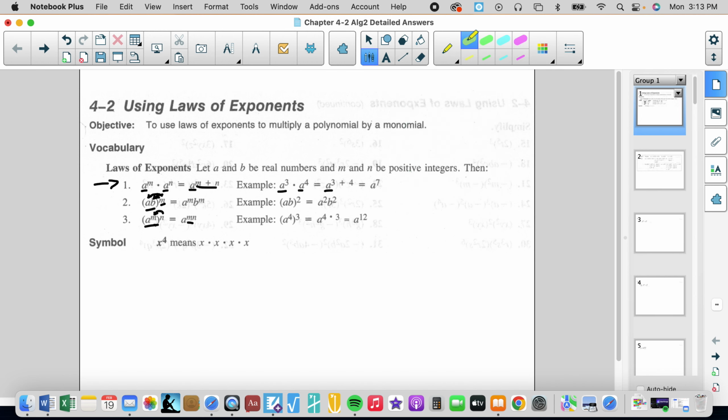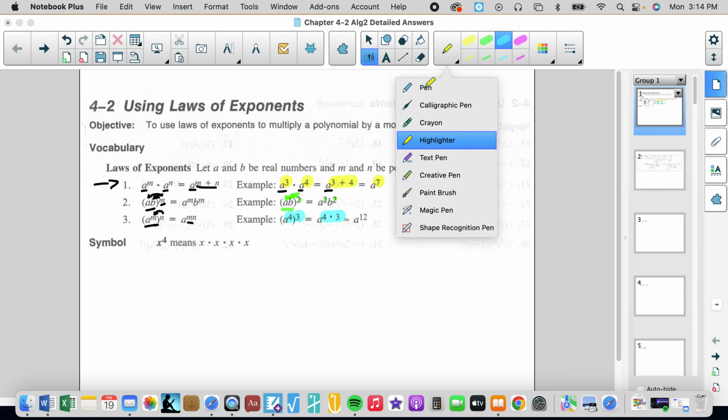So we see these examples, they both have the same base, so we take their coefficients and we are going to add those exponents, and that gives us a to the 7th. When we have an exponent out here, we can distribute it to both of the terms inside. So you notice that the squared is distributed to both of the variables inside. And then when we have a power of a power, we are going to multiply those exponents.